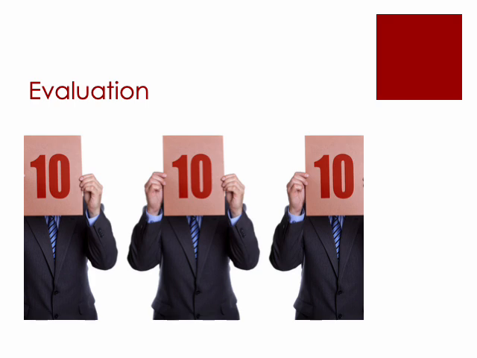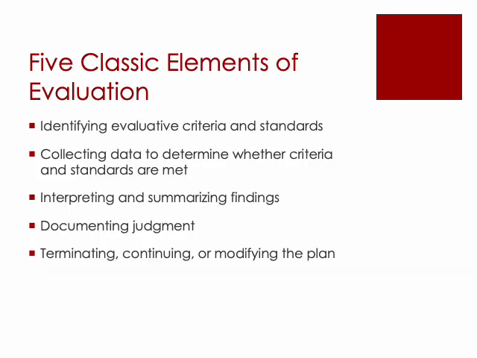or after care. So there are 5 classic elements of evaluation. The first is identifying evaluative criteria and standards. So what are you looking for when you evaluate? For example, what are the expected patient outcomes? We're going to be collecting data to determine whether these criteria and standards are met. And we're going to interpret and summarize our findings, document what our judgment is, and then decide if we're going to terminate, continue, or modify their plan of care.